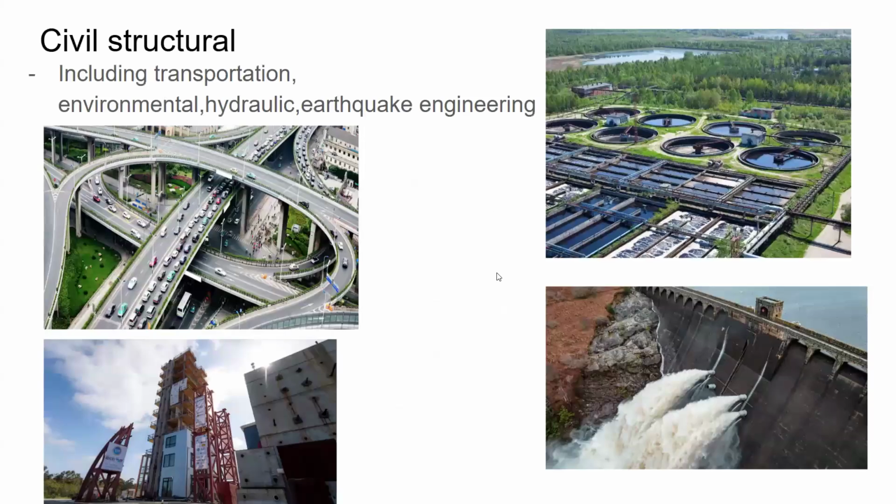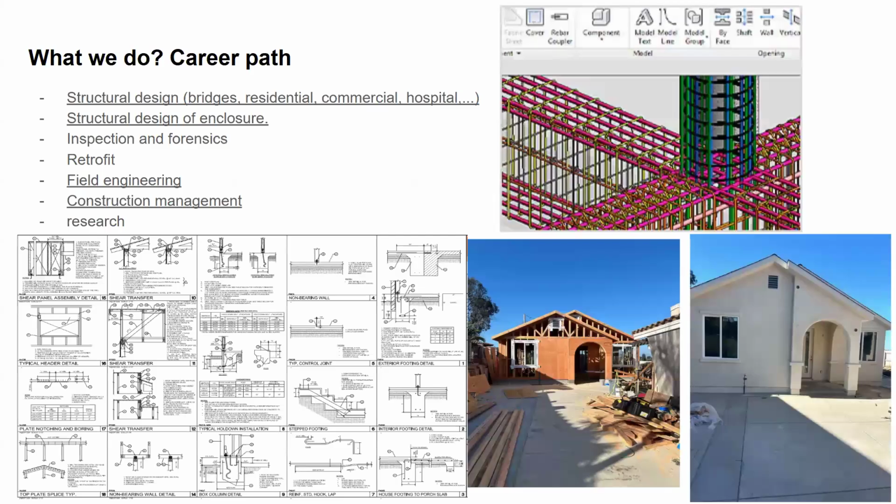Okay, so first is civil structure, which I'm very passionate about. This includes transportation, environmental, hydraulic, and earthquake engineering. What do we do? Career path. We're going to focus mainly on structural design for bridges, residential, commercial, and hospital buildings. You're going to do structural design of enclosure, inspection and forensic, retrofit, field engineering, construction management, and research.